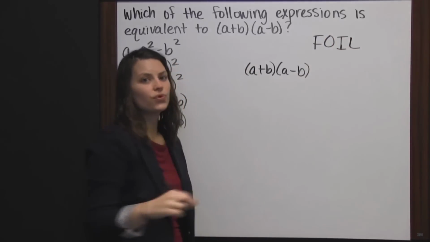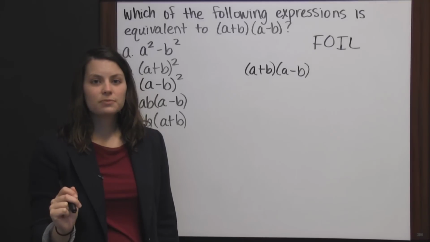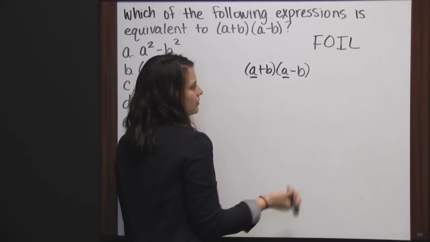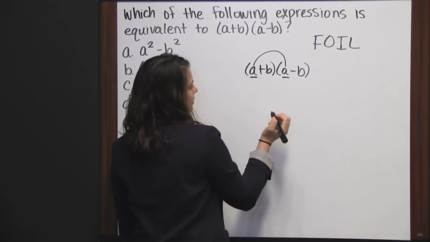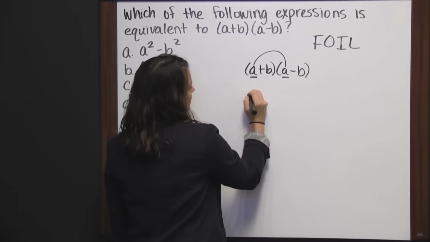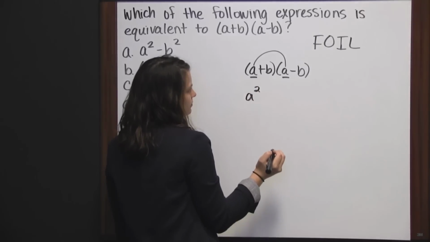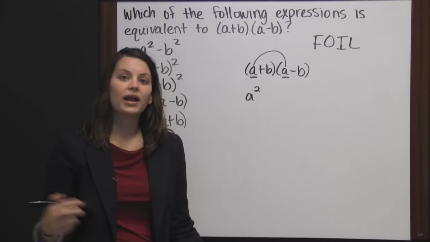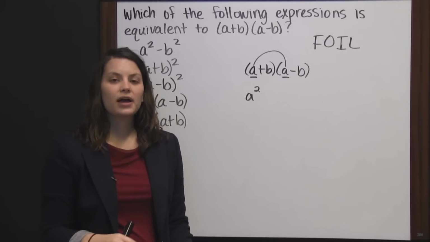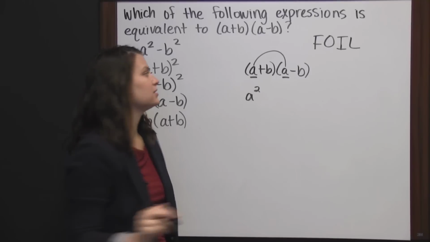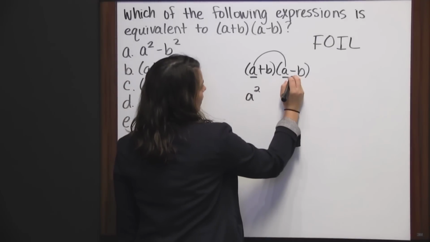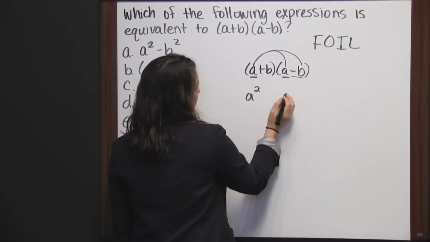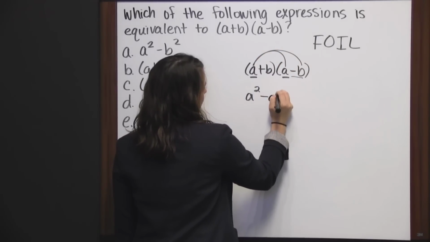The F stands for first, meaning to multiply the first terms in each set of parentheses. So A times A. And A times A is A squared. Then O stands for outer or outside. So you multiply the two terms on the outsides, or A and negative B. So A times negative B is negative AB.